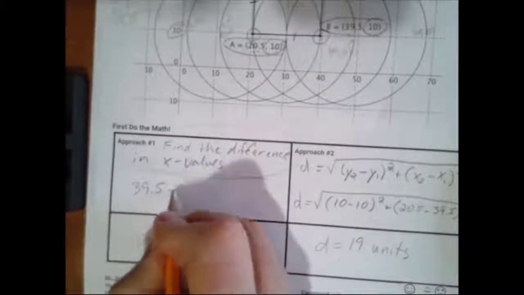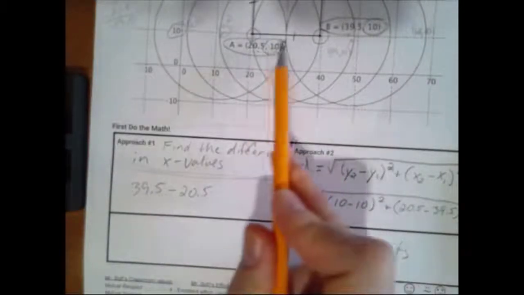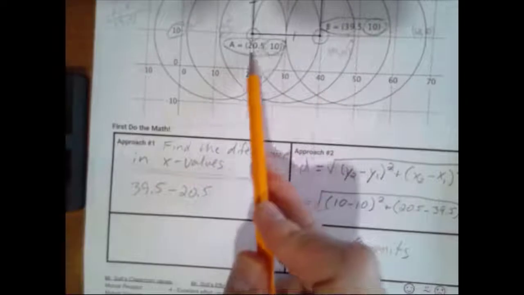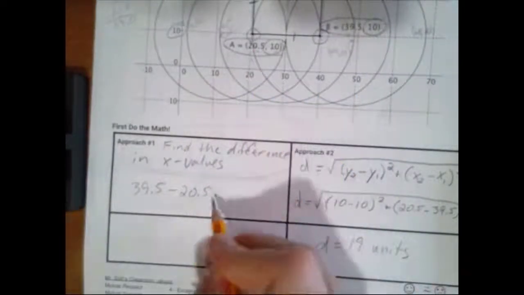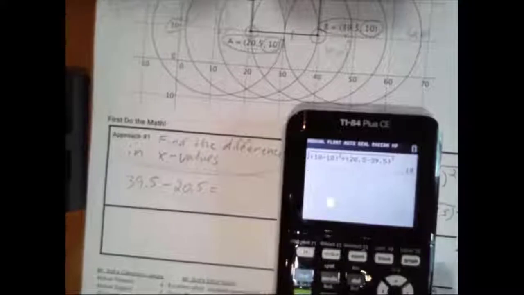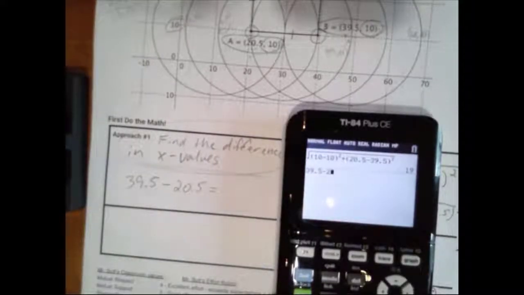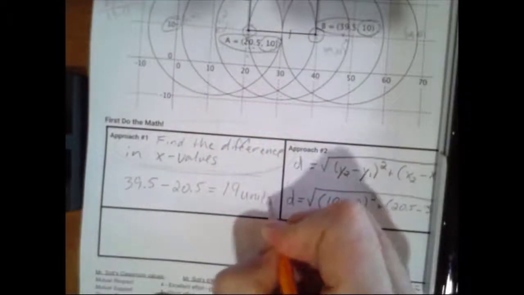39.5 minus 20.5. Because the change I'm looking for is the difference. What's the difference between 39.5 and 20.5? I'm probably not going to do that in my head, even though I already found the answer with the distance formula. I'm just going to put 39.5 minus 20.5. That's 19. So we can find this out either way, using either technique.